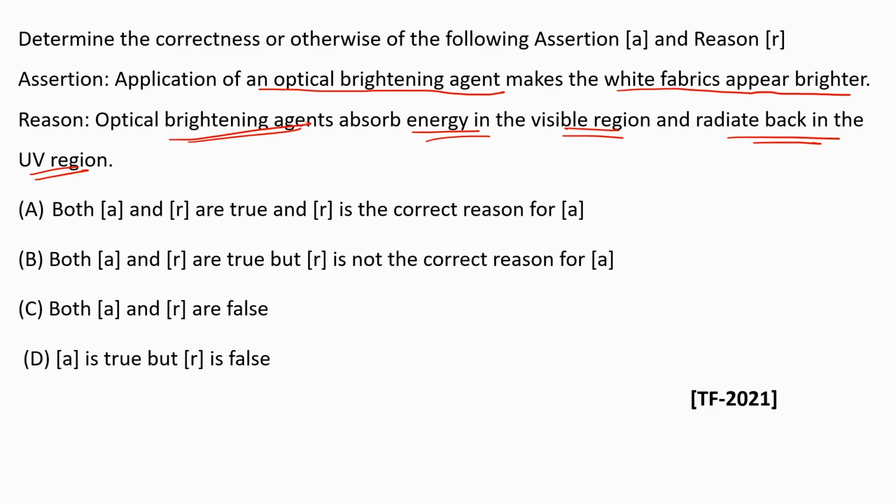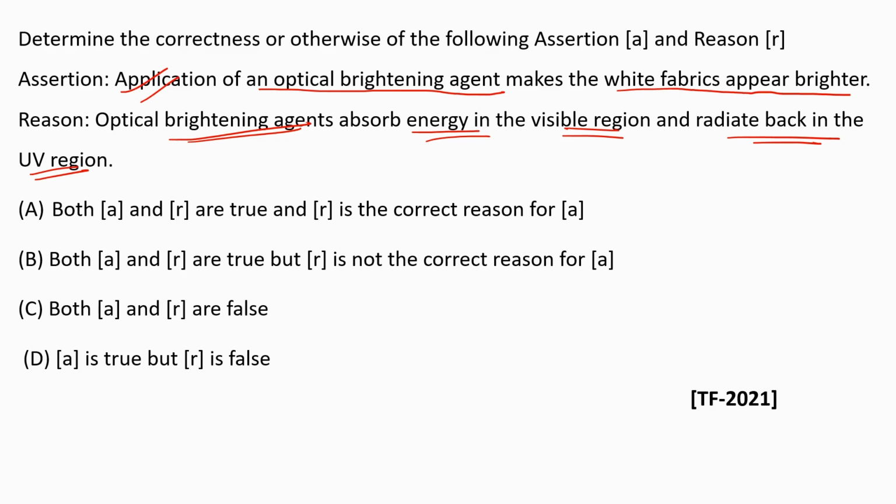OBA is just used to make fabrics appear more bright, so white fabrics appear brighter. So this is the right answer: the application of OBA makes white fabrics appear brighter. This is correct. But by what mechanism does OBA work? It absorbs energy in the visible region and radiates to the UV region. So it says that, and that is the wrong answer.